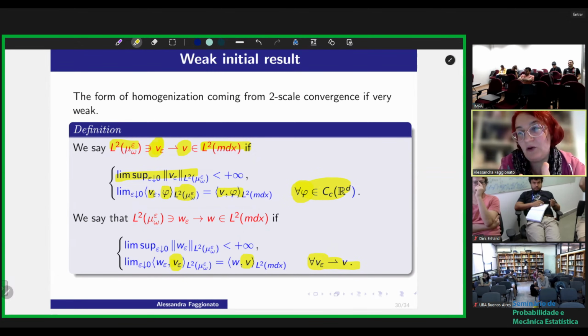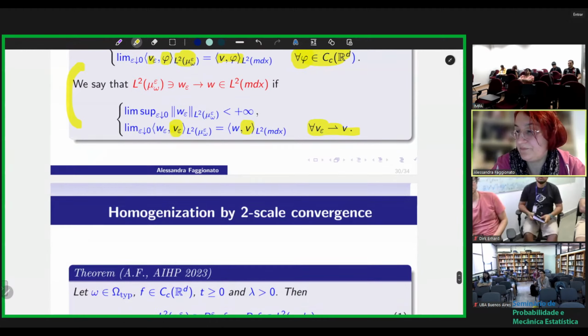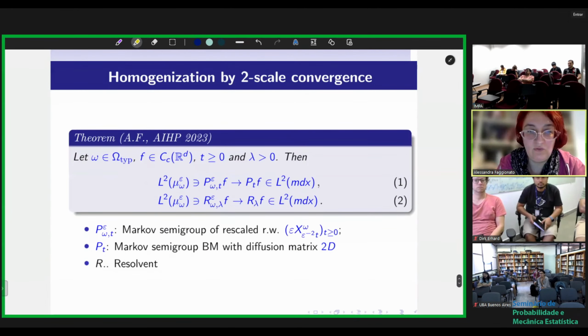So if your family, V epsilon, W epsilon, were in the same space of V and W, so all L2 spaces are the same, from here you would get the standard convergence in L2. And so there is a lot of work to get the homogenization results. But if you just restrict to homogenization by two-scale convergence, you get the following.